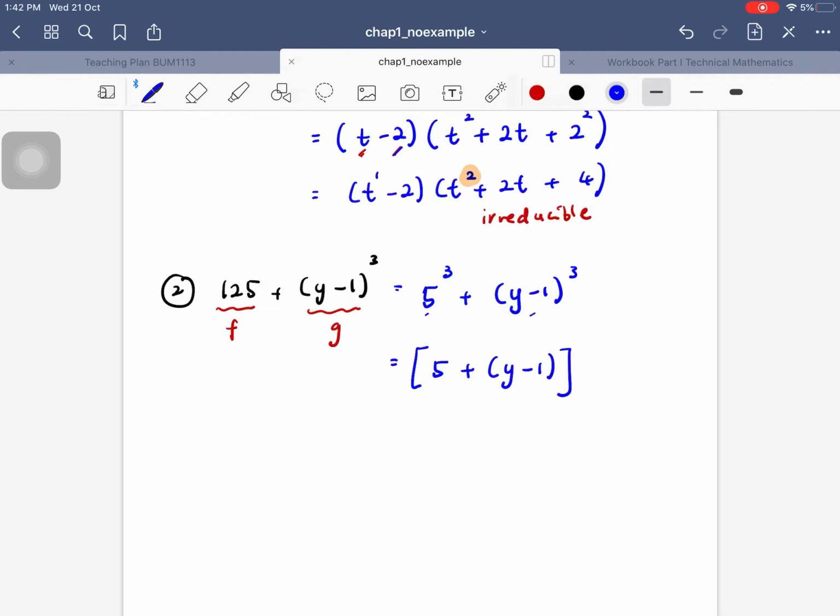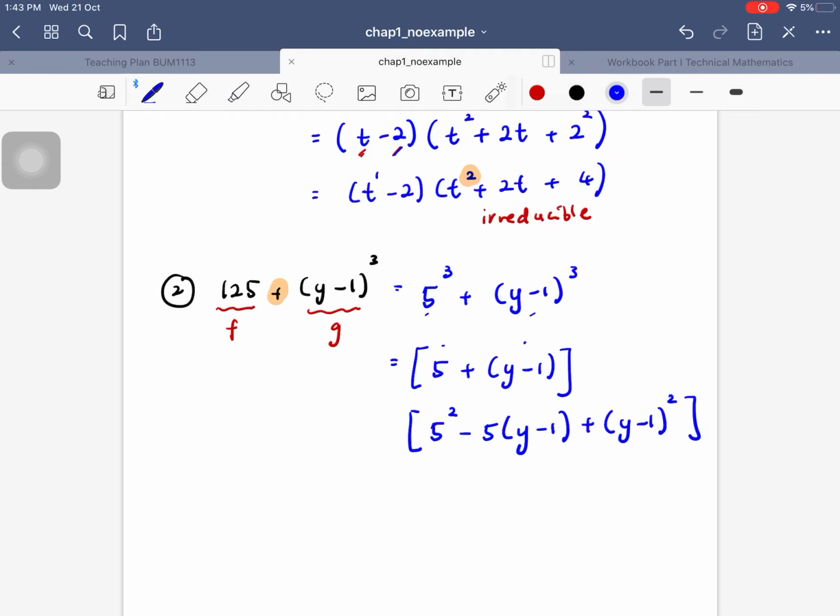And I'm going to proceed underneath because there is not enough space here. That is going to be multiplied by the first term squared, which is 5 squared. Remember, when you have plus in the middle, the middle is going to be minus. So I have to multiply both of these, which is 5 multiplied by (y minus 1). And at the back is going to be plus again, the second term squared, which is (y minus 1) squared. That is how it's going to look. So that is basically going to be my factorization.